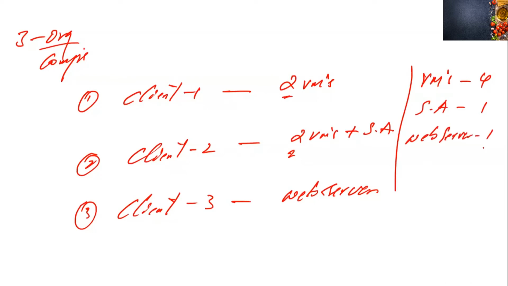Very good. So total how many resources do we require? So total 6 resources we require, guys. Now how to separate these 6 resources? How to create these resources, guys?